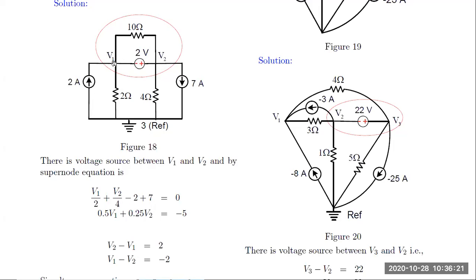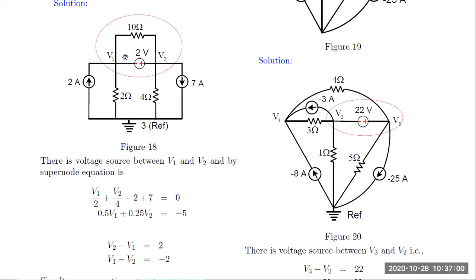If it were only a single node, how would we write it? V1 by 2 plus 7. But here there is a voltage source, so that's why we are clubbing these two equations. V1 by 2 minus 2 ampere because it is coming towards. What rule did we follow? Whenever the current is coming towards that node, take it as negative; moving away, take it as positive. V2 by 4 and 7 ampere. This is the first equation.